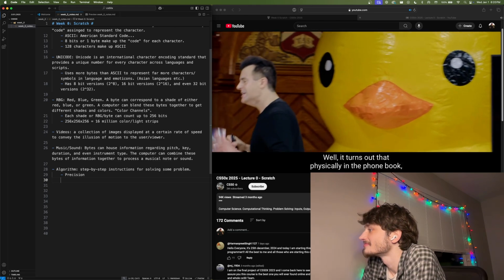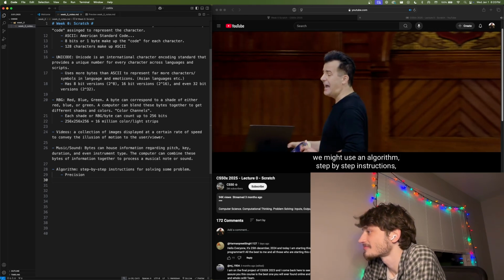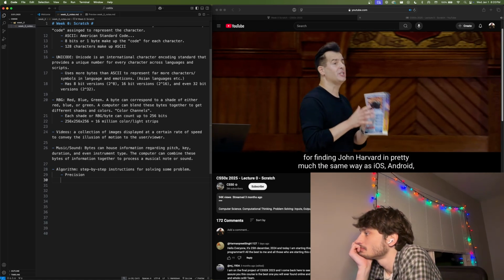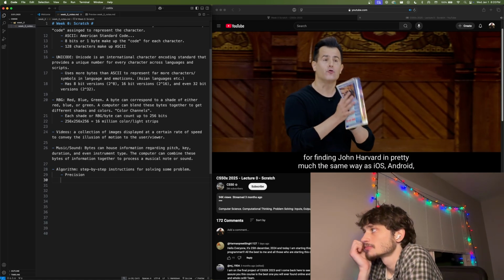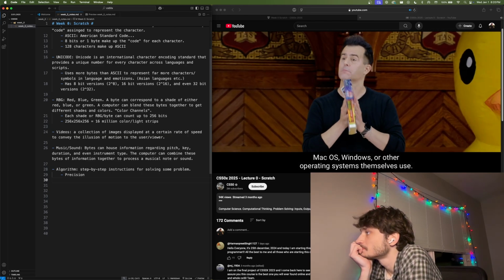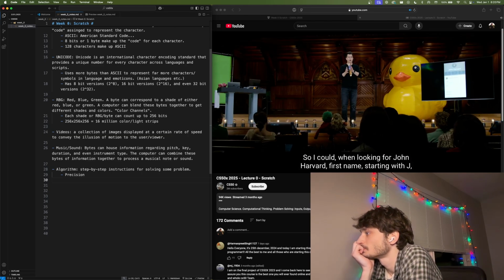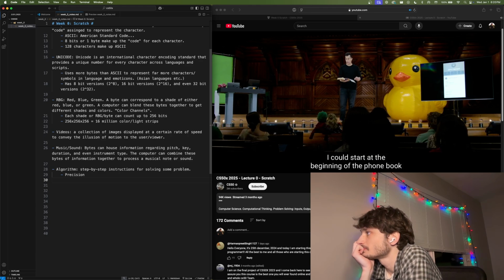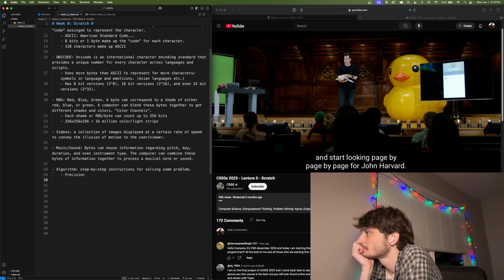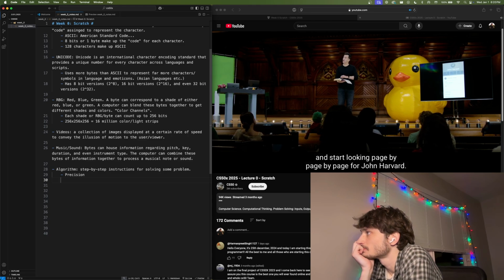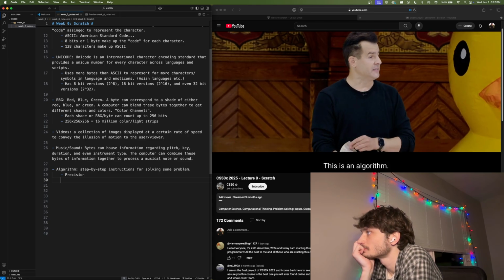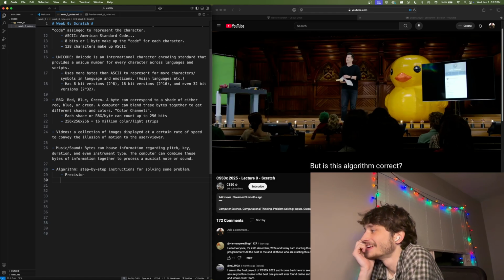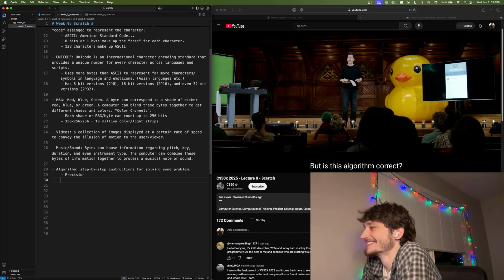Well, it turns out that physically in the phone book, we might use an algorithm, step-by-step instructions for finding John Harvard in pretty much the same way as iOS, Android, macOS, Windows, or other operating systems themselves use. So when looking for John Harvard, first name starting with J, I could start at the beginning of the phone book and start looking page by page for John Harvard. And if he's there, I can call. This is an algorithm. It's indeed step-by-step, but that was a bug. It's a few pages turned. But is this algorithm correct?